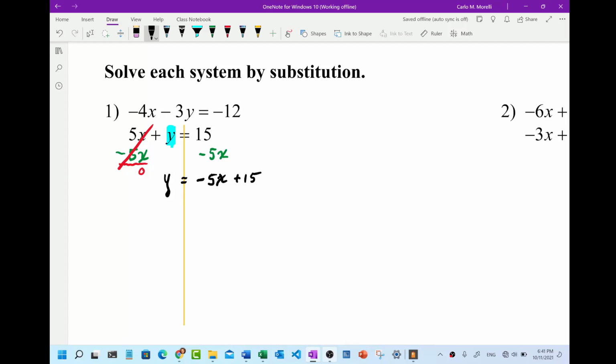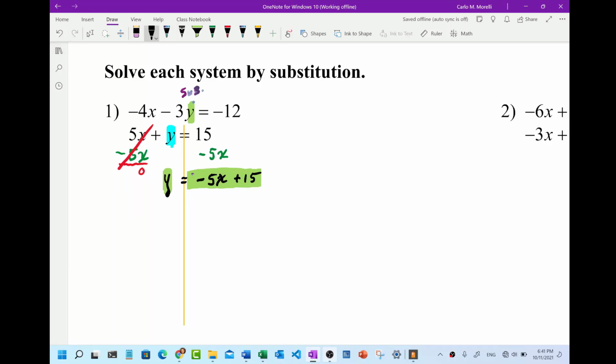Okay? Well, now what do we do with that? Let's just say it back again. We just said y equals -5x plus 15, so I can plug that in for the y right there. That's what substitution means. I'm going to substitute this for that.